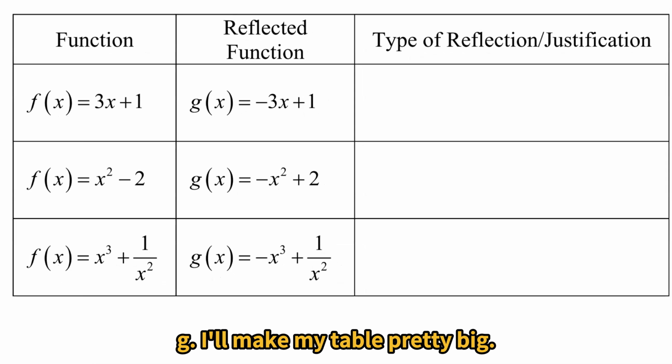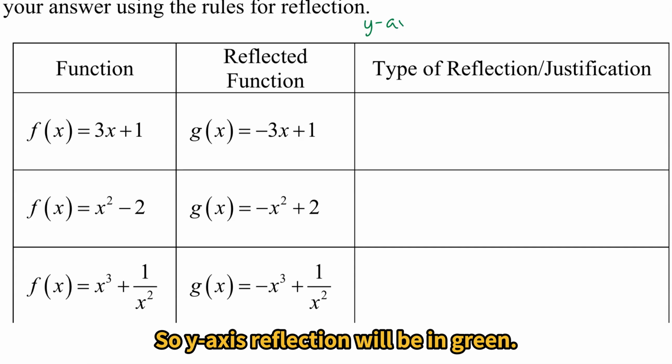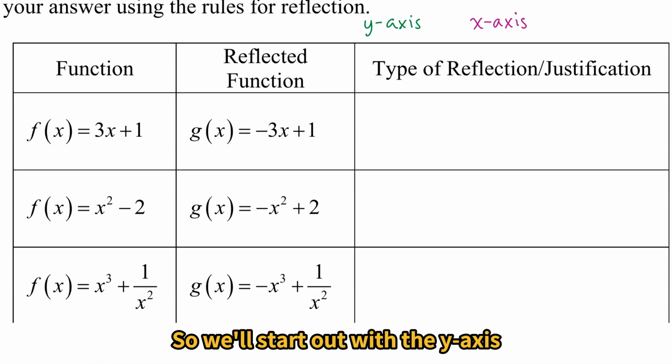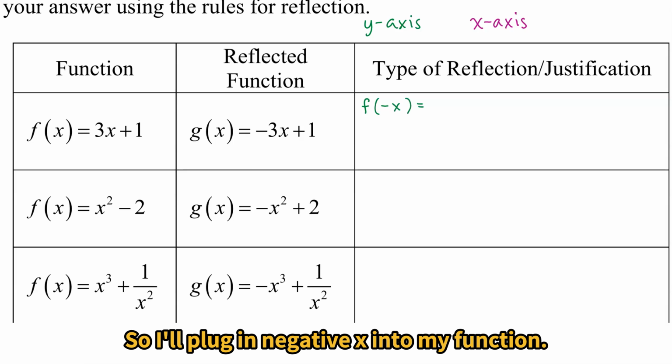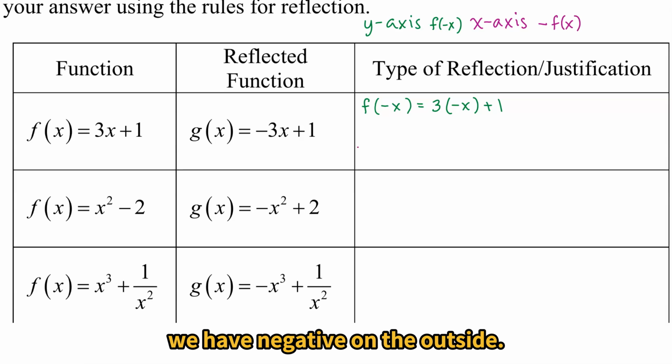I'll make my table pretty big. I'll get some color codes going in here. So y-axis reflection will be in green. X-axis reflection will be in purple. So we'll start out with the y-axis reflection. Y means change x. So I'll plug in negative x into my function. I'll simplify it in a minute. For the x-axis reflection, we have negative on the outside.